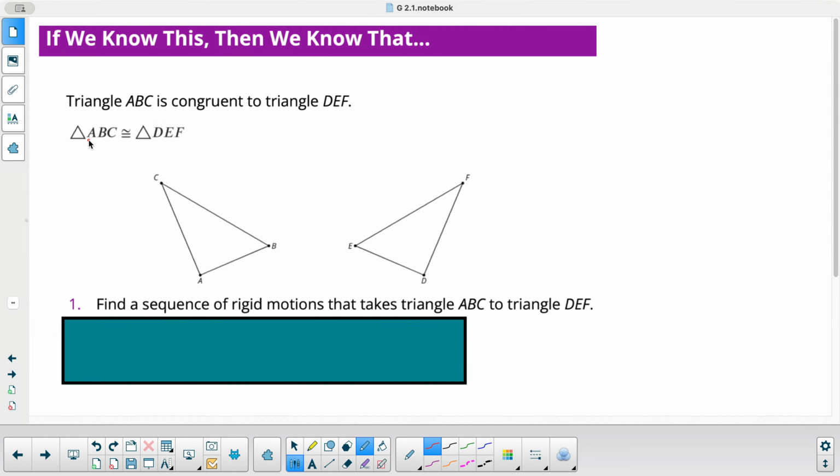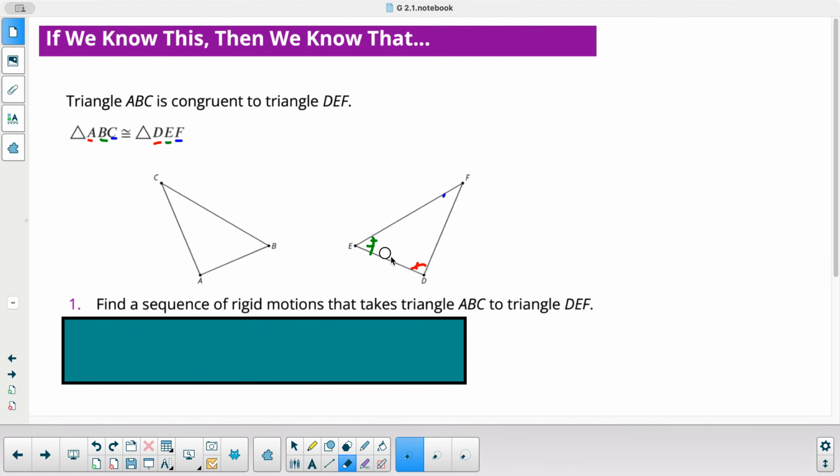So it means A is congruent to D. So here's my A, here's my D. So these angles are going to be congruent. And then you notice that the B is written next, and so is the E. So angle B is going to be congruent to angle E. And then the C is written last, so angle C is congruent to angle F. So there they are.